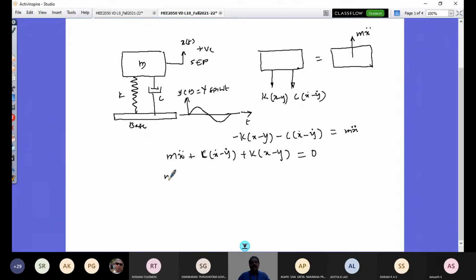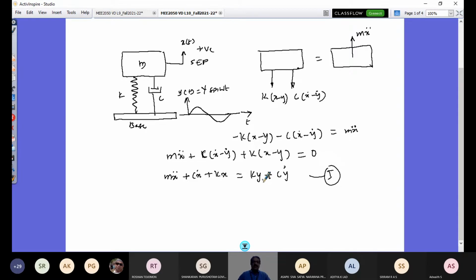So for that, let me again simplify this equation, mx double dot plus cx dot plus kx, and I have minus cy dot and minus ky. So that I'm going to take it on the other side. So it's going to be ky plus cy dot. So this is my governing equation. So you see this ky plus cy dot is what comes from the road surface, and this is your external excitation called the base excitation to the vibratory system.